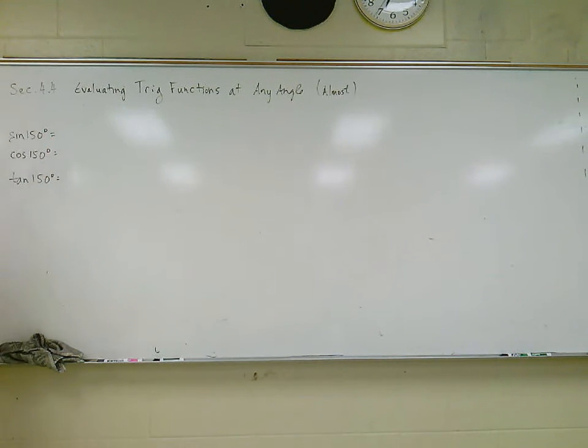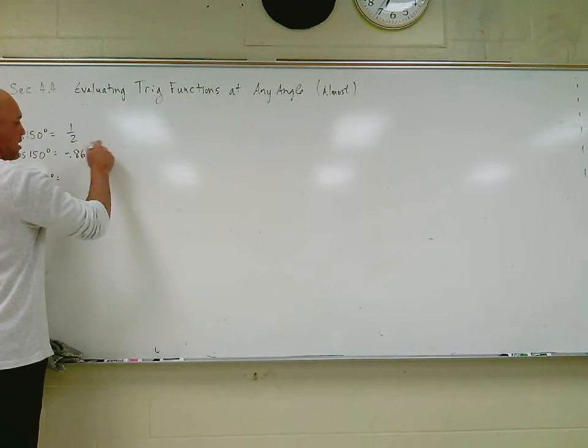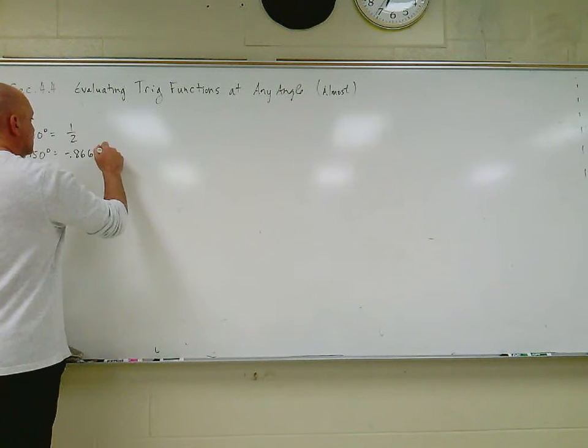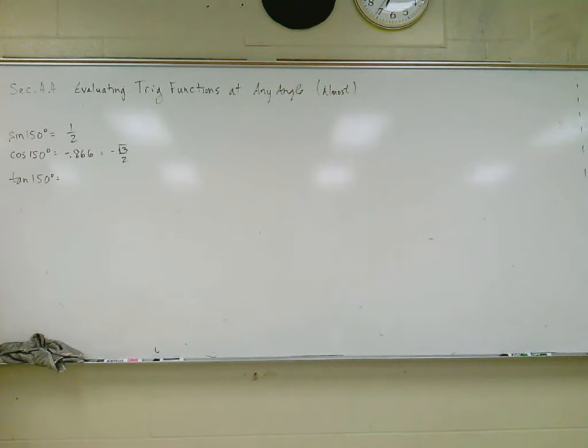All right, what do you get for sine of 150? 0.5. So we know as a fraction that's 1/2. I'm just putting that so maybe it rings a bell on something. What did you get for cosine of 150? Negative 0.866, and then whatever, it doesn't repeat, it doesn't terminate. This is negative square root of 3 over 2. 0.866 is square root of 3 over 2.